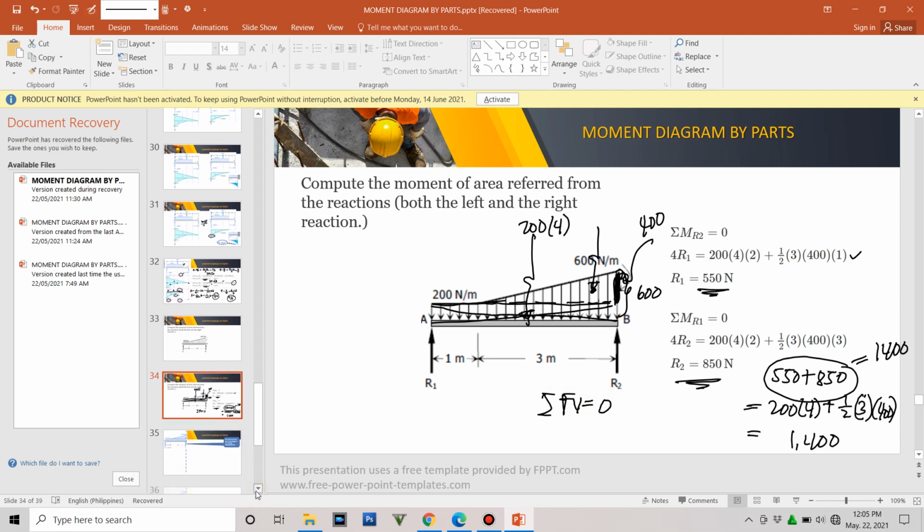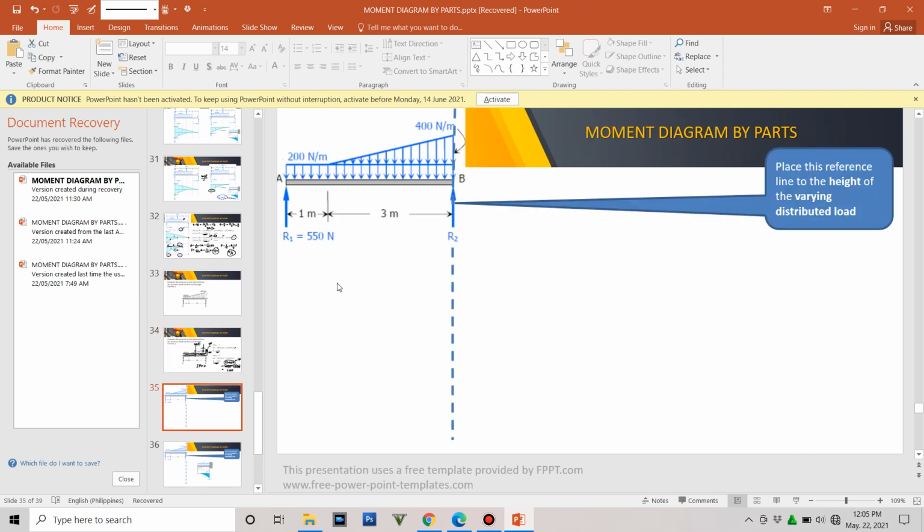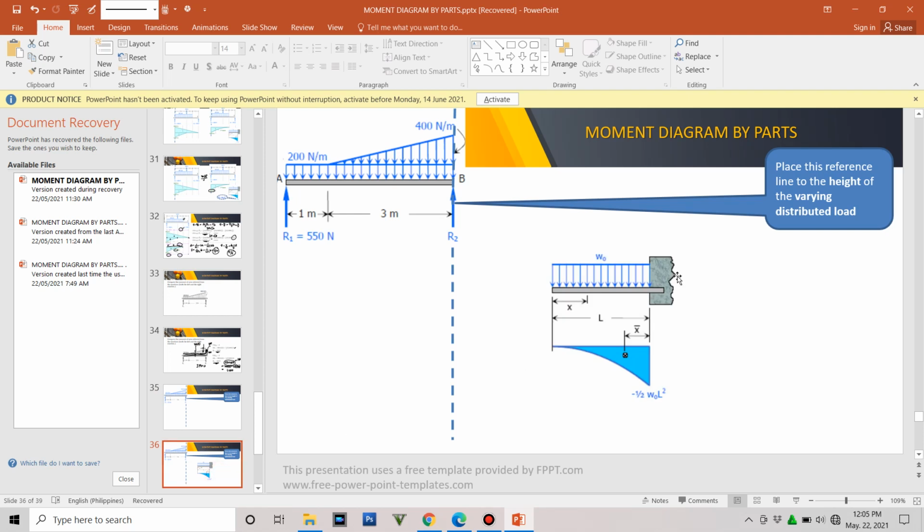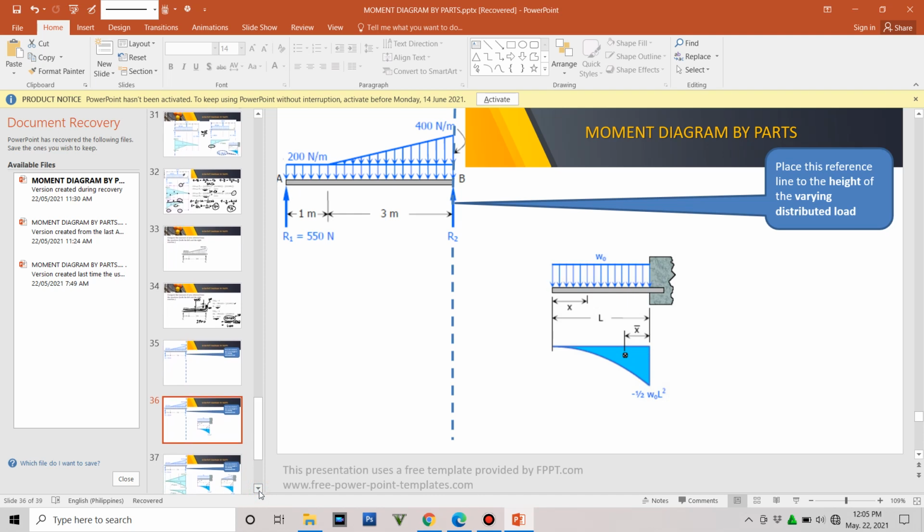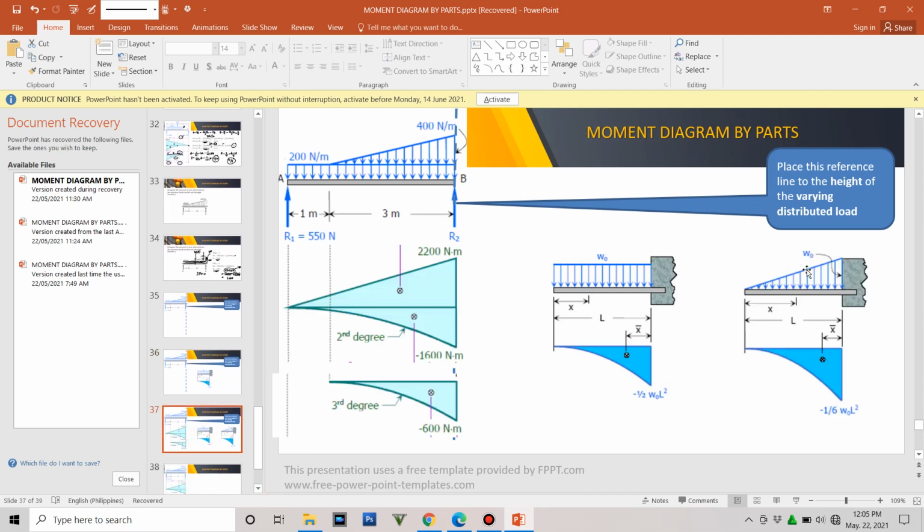So, the reactions will now be placed on the figure. So, ito, yung sinasabi ko kanina, place this reference line to the height of the varying distributed load. Dito mo na ilagay dun sa pinakamataas na value ng varying load. Why? Kasi nga yung formula natin, no problem sa distributed load, ano? Kahit sa anong piliin yan, kung anong pinili mo, dun mataas yung value. Okay? But for the varying distributed load, ito yung formula, no? Ito yung formula.